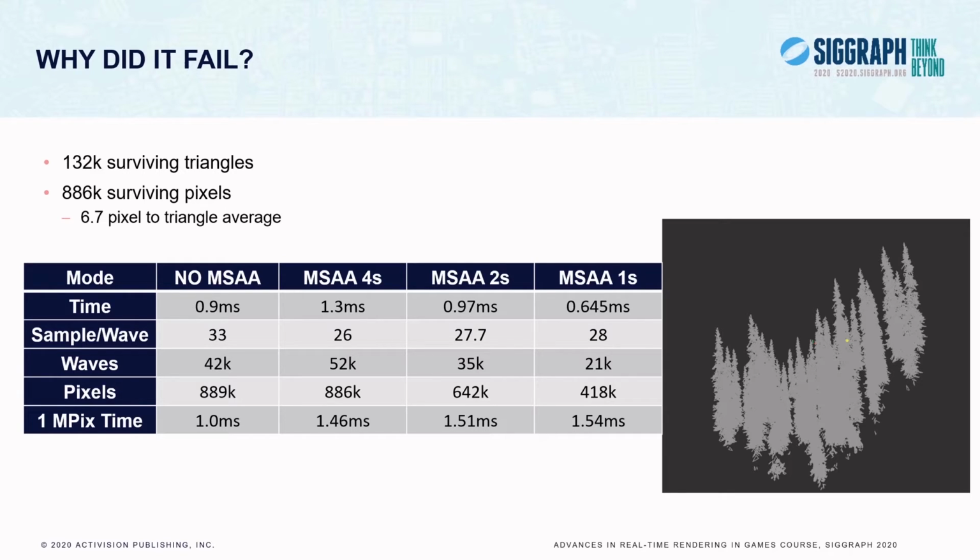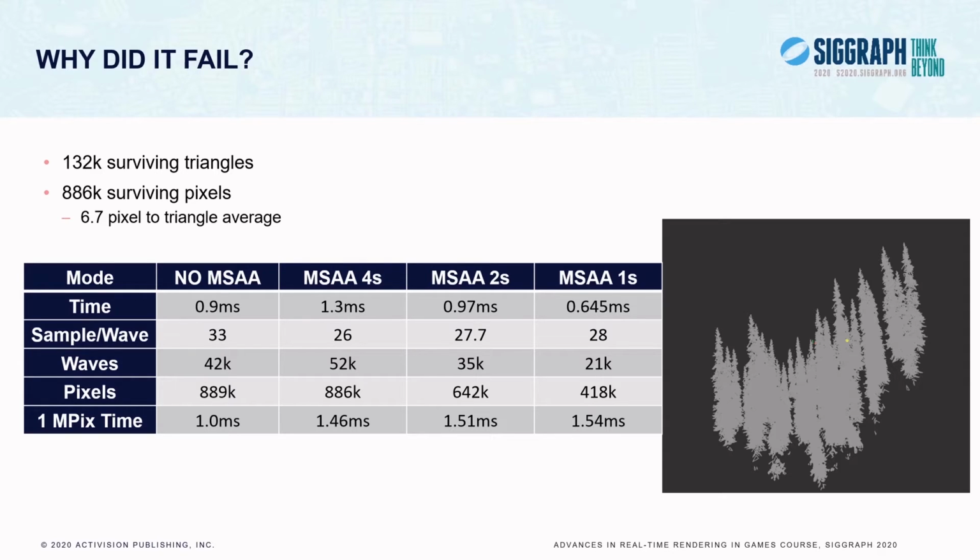If we render this draw call with no MSAA, we're looking at 0.9 millisecond and generating about 42,000 compute waves. And that generates about 900,000 pixels. If we would normalize this time to 1 megapixel, we're looking at 1 millisecond. Then when we switch to MSAA and use all 4 samples, our time goes up to 1.3 millisecond and a staggering 1.46 normalized time.